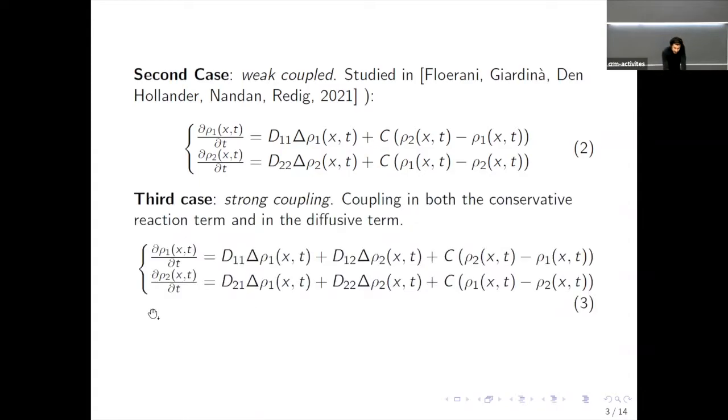The third case we can consider is the one we are most interested in, and it is called the strongly coupled case, because here the coupling is both in the zero derivative and in the diffusive term. That means in the second derivative. We can notice here that there are two more diffusivity constants, D12 and D21, also called crossing diffusivity constants, because in some sense they cross the diffusivity, since they multiply the gradient of the other species.